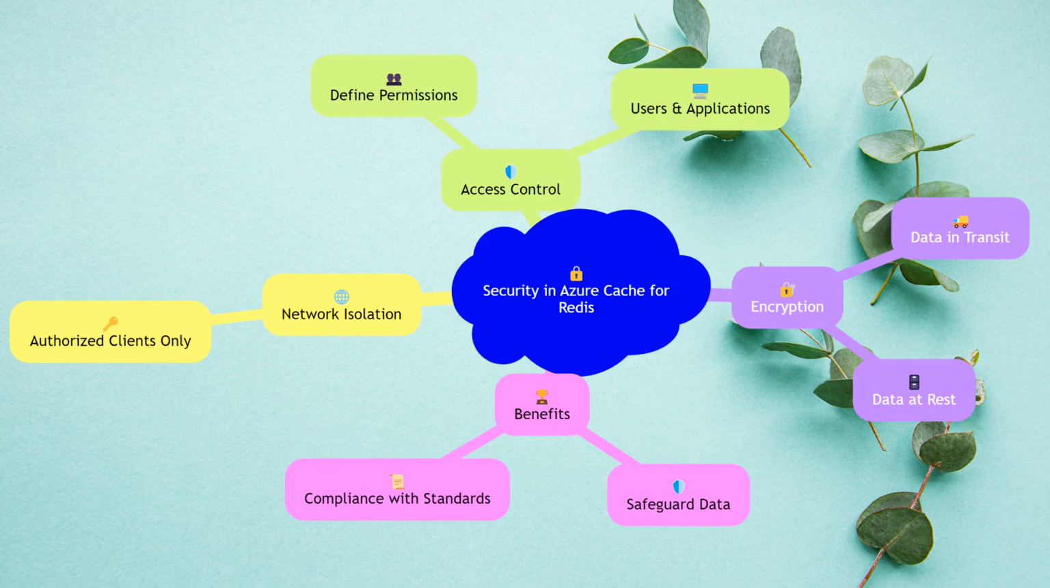Security is a critical aspect of implementing caching in Azure solutions. Azure Cache for Redis provides several security features, such as network isolation, access control, and encryption. Network isolation ensures that only authorized clients can access the cache. Access control allows you to define permissions for different users and applications. Encryption protects data both in transit and at rest. Implementing these security measures helps safeguard your cached data and maintain compliance with security standards.